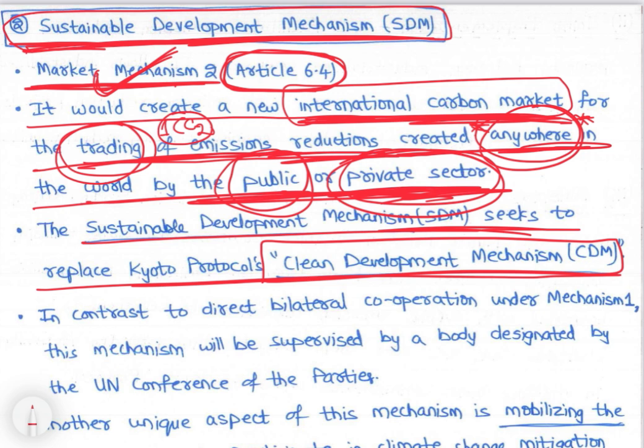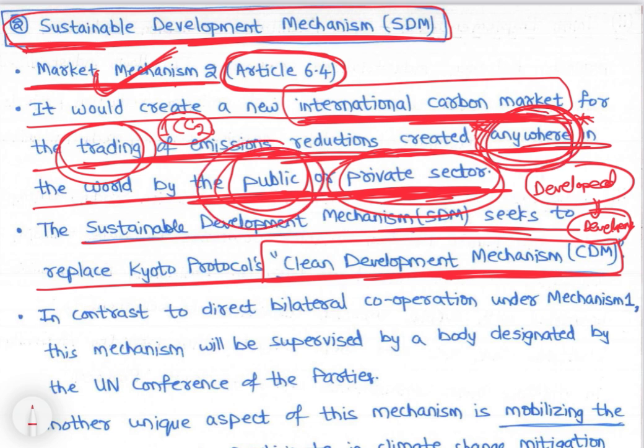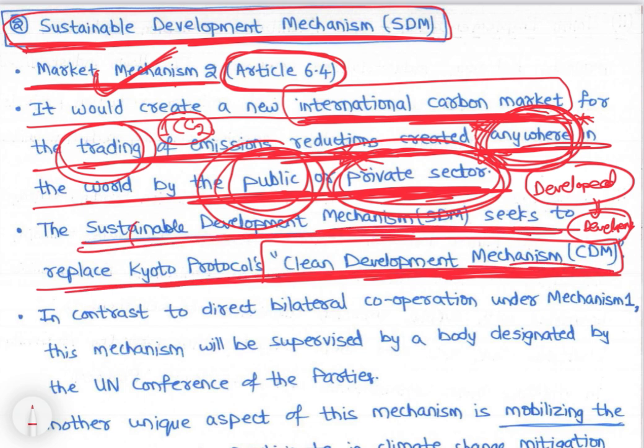सी, क्लीन डेवलपमेंट मैकेनिज्म में क्या हो रहा है, राइट? क्लीन डेवलपमेंट मैकेनिज्म में, डेवलप्ड कंट्रीज आर इन्वेस्टिंग इन डेवलपिंग कंट्रीज, राइट? इन्वेस्टिंग फॉर ग्रीन प्रोजेक्ट्स. सो इधर क्या है, इधर एनीवेयर, any country, any public or private sector is included, right? So it has replaced the clean development mechanism of the Kyoto Protocol, and rather it is called the sustainable development mechanism.